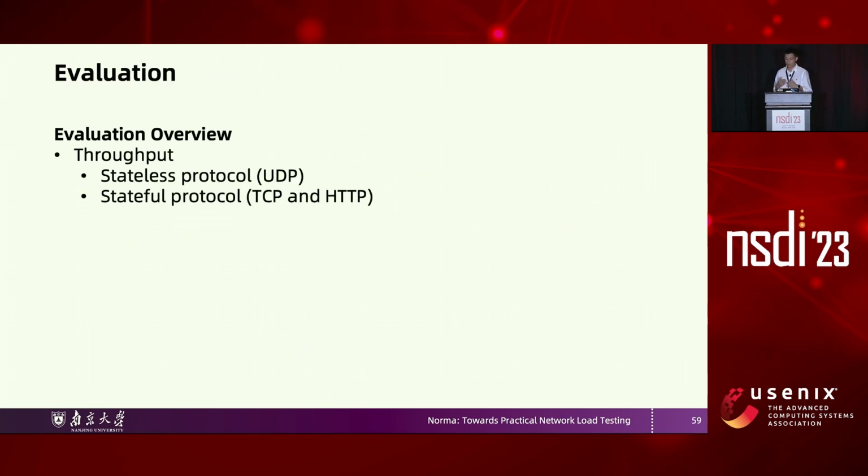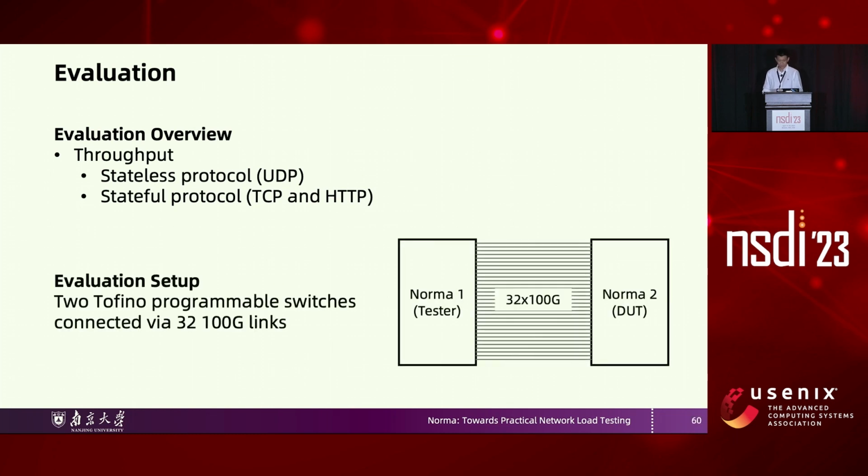Now I'm going to show you Norma's ability to generate traffic. We evaluate the maximum throughput of 3 typical types of traffic, including UDP, TCP, and HTTP. We expect that Norma can support a variety of traffic and achieve high throughput. All experiments were conducted on 2 Tofino programmable switches, where one is the tester and one is the device under test. The 2 switches were connected via 32 100-gigabit optical fibers, which provide 3.2 terabits per second bandwidth in total.